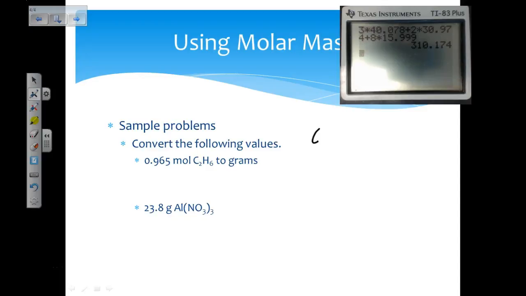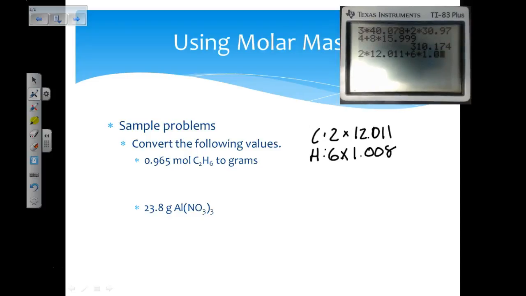So for C2H6, we're going to need the molar mass here because we're going from moles to grams. C, there's 2 C's. H, there's 6 H's. So C, remember, was 12.011, and H was 1.008. So 2 times 12.011 plus 6 times 1.008, we get 30.07 in the units grams per mole.